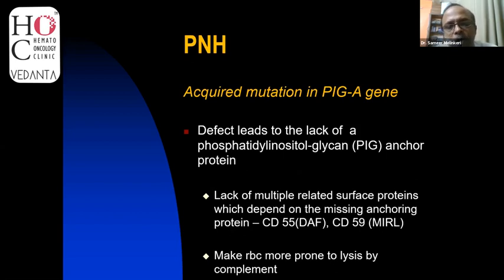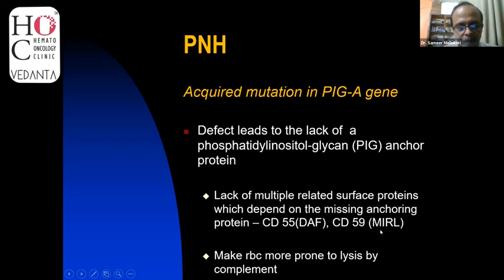You have an acquired mutation in a gene called the PIG-A gene. The PIG-A gene leads to defective production of the phosphatidylinositol-glycan anchor protein, and this is a protein which anchors several other proteins on the surface of the blood cells. Two important ones are the decay accelerating factor and the membrane inhibitor of reactive lysis, called CD55 and CD59.